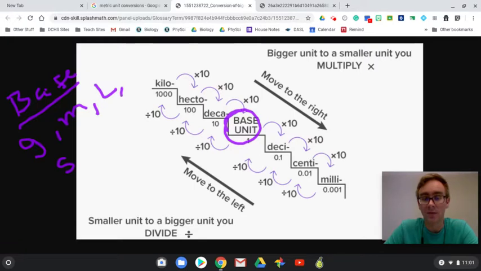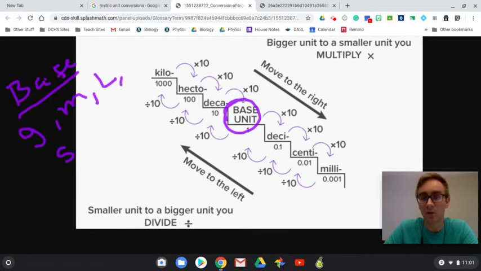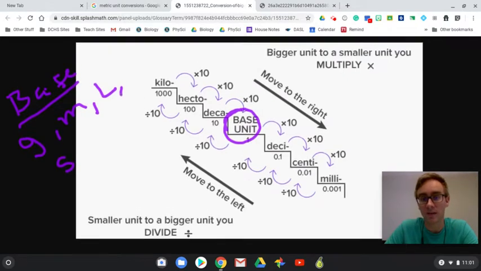And so the easiest way to convert from one to another is to basically jump on the scale. And you're going to be multiplying. When you're moving to the right of the scale, you are multiplying by 10 each step. And if you're moving to the left, you divide by 10 for each step.